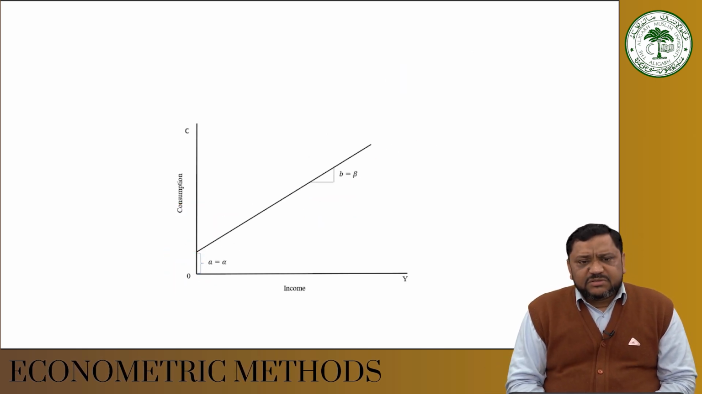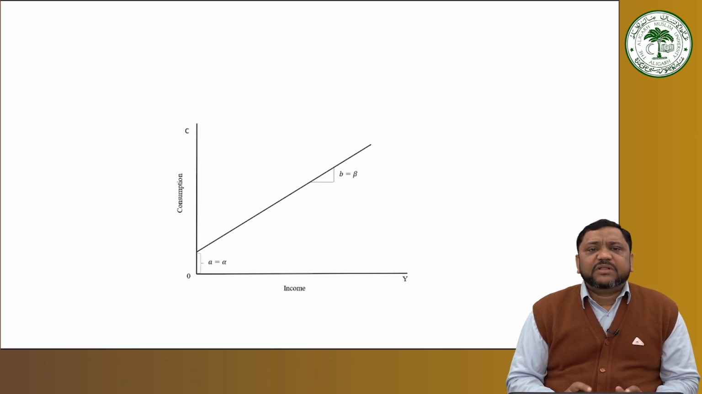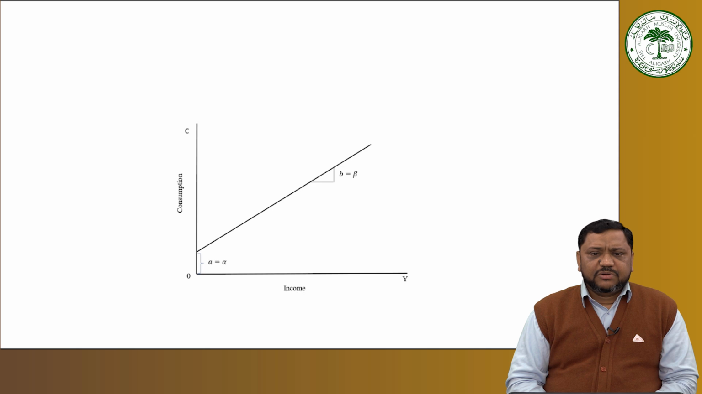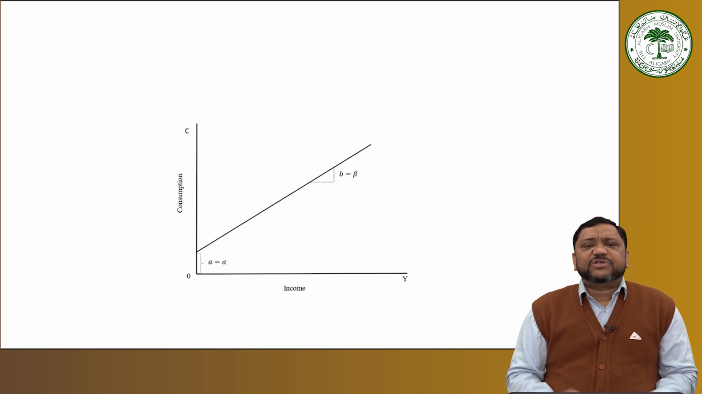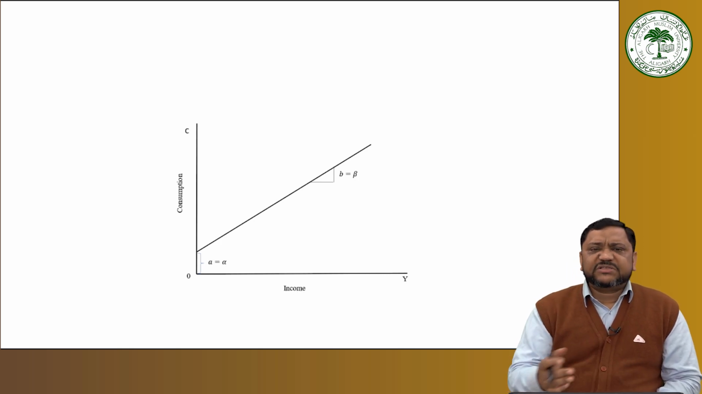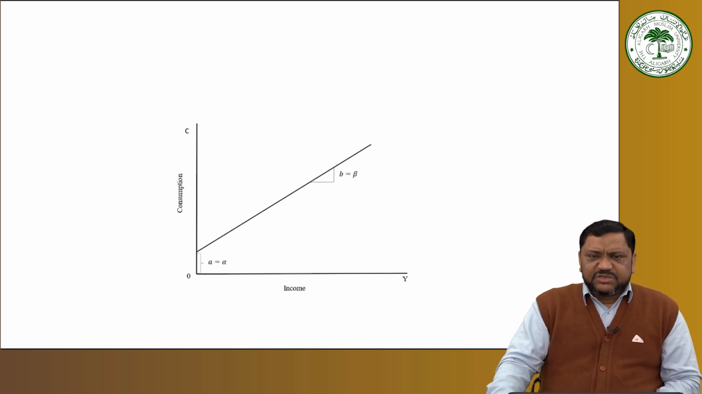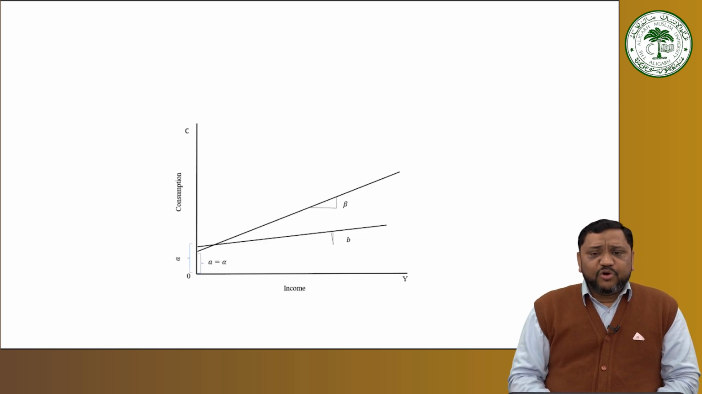If this is the case, this figure represents that the intercept is the same before and after 1991, and the slope is also the same before and after 1991. So both the intercept and the slope are the same. We can have one more case.